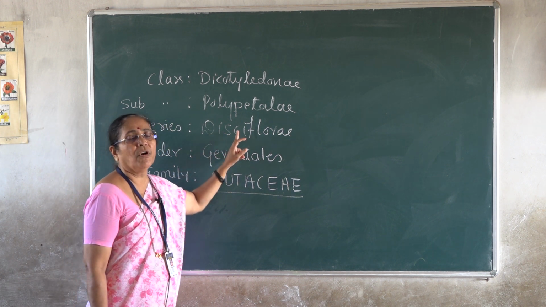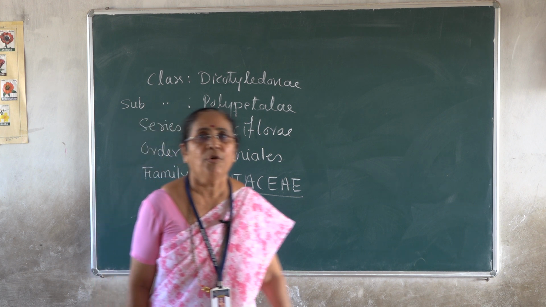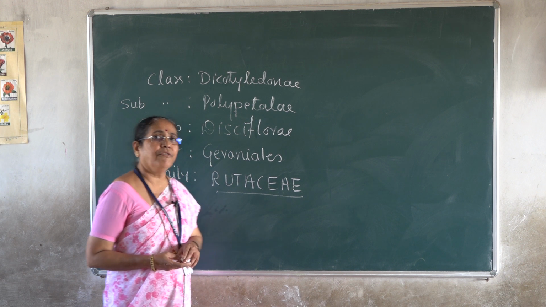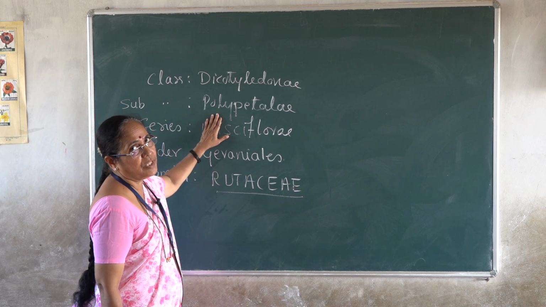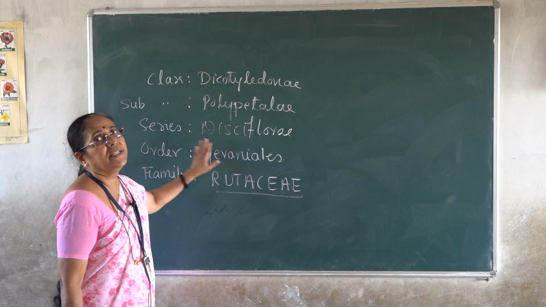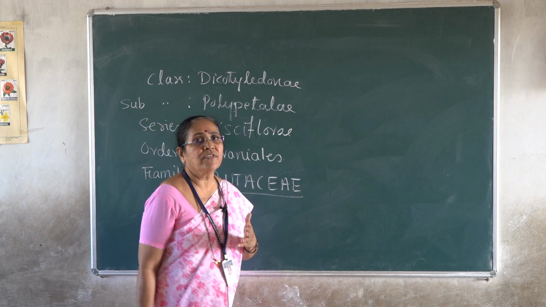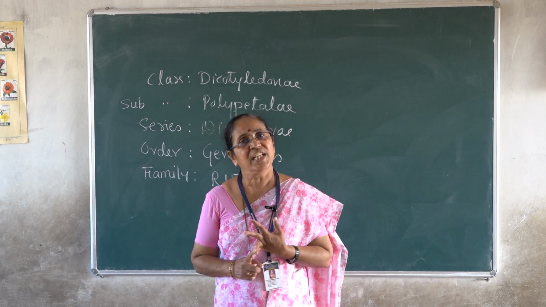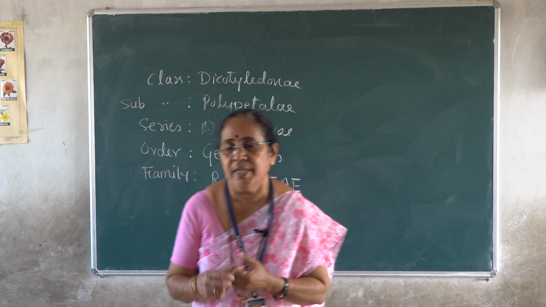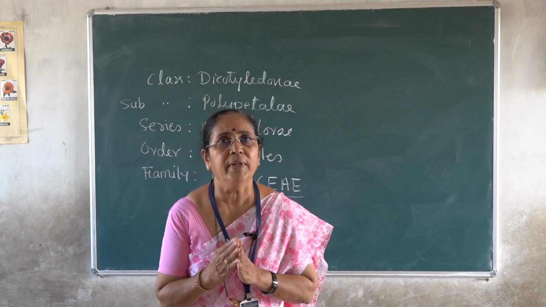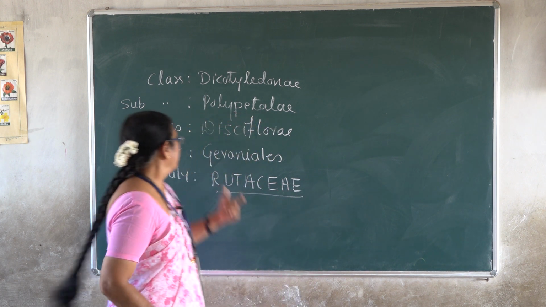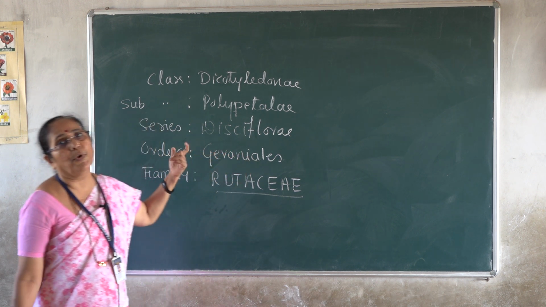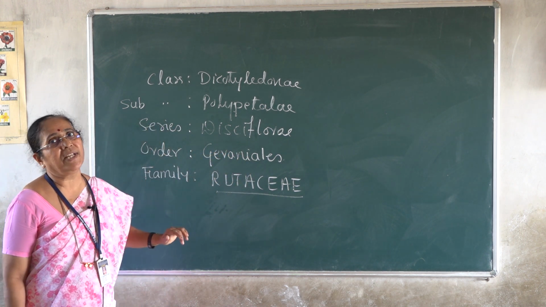Subclass Polypetalae, because of the polypetalous nature of the corolla. Corolla is made up of free petals. Whatever may be the number of petals there, all the petals are free. So the condition of the corolla is described as polypetalous in nature. And now the series is Disciflorae, because so far you have studied three families. The first family was Annonaceae, the second the Brassicaceae family, and the third family was Malvaceae. If you go through the classification of all these three families, you will find the series is called Thalamiflorae, because of the distinct thalamus and hypogynous condition of the flower.